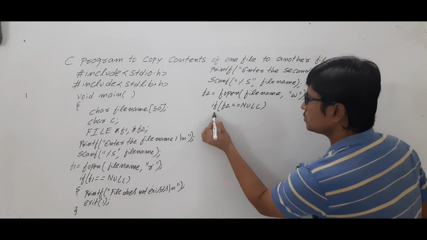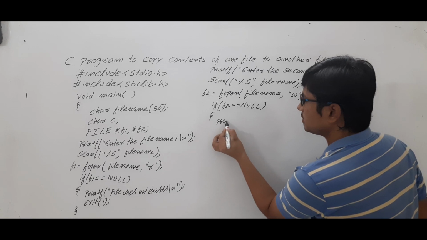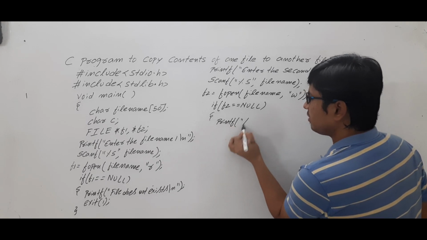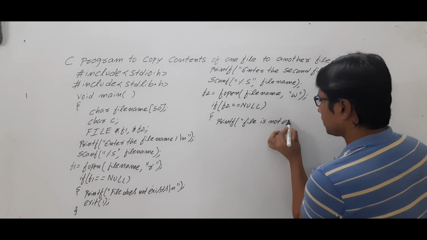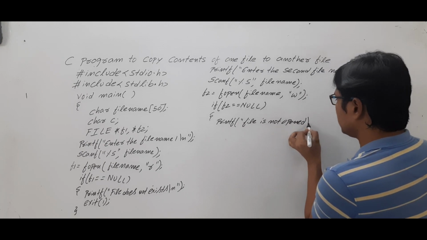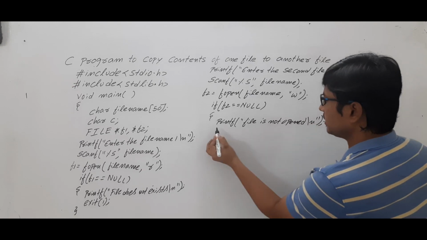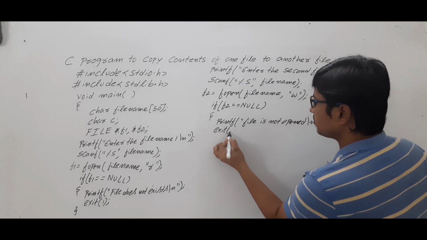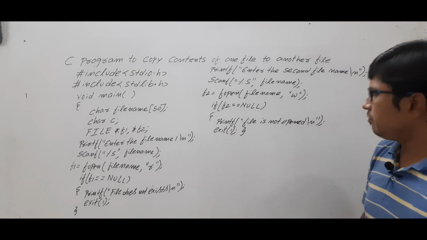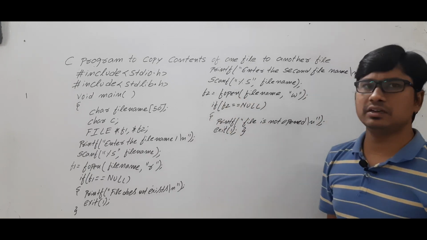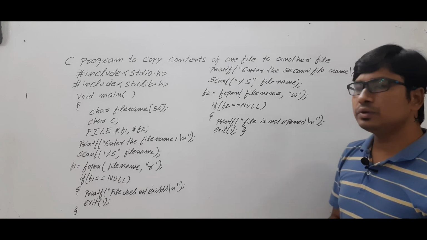Then in that case you can say printf file is not opened. Is it clear? That is an error you want to display, and then you need to exit from the program. Okay, is it clear? Are you able to understand? If it is not null, then it will have the base address of the file. Then what you need to do?